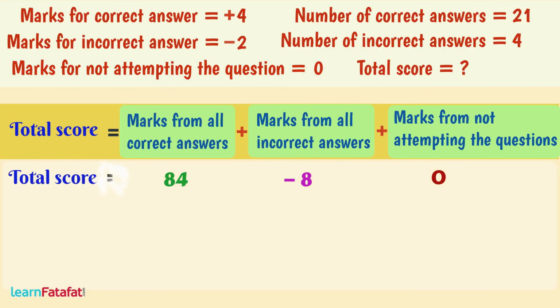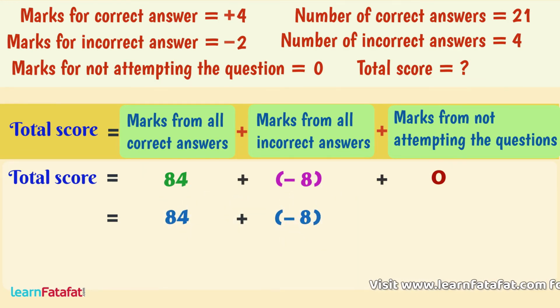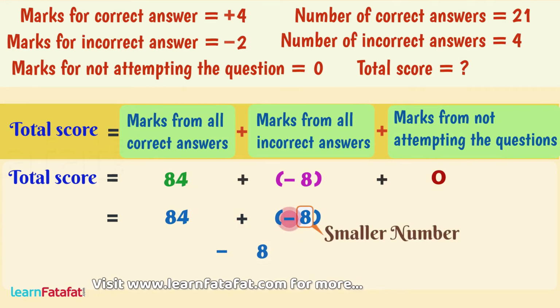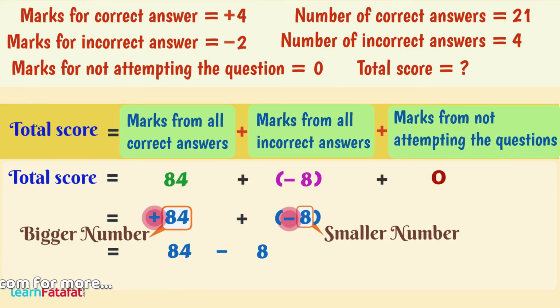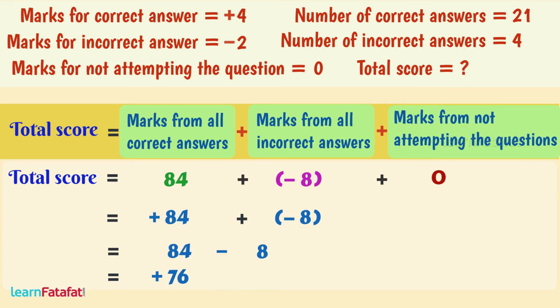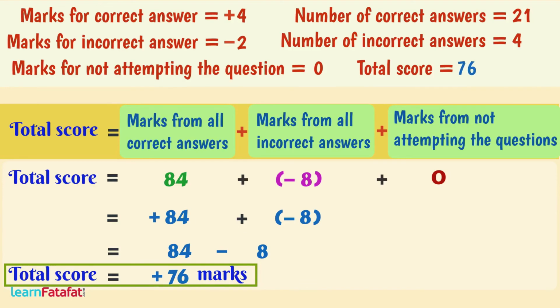So total score is equal to 84 plus -8 plus 0, which is equal to 84 plus -8. For this addition, we subtract smaller number without considering sign from the bigger number without considering sign. Then we give the sign of bigger integer to the result. Thus, the student scored +76 marks in the class test.